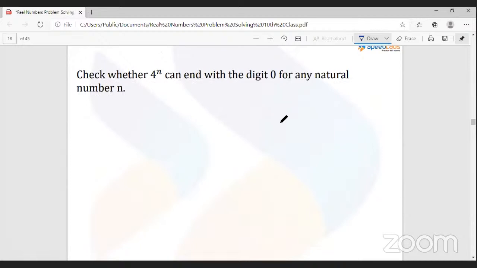Can the number 4 raised to the power n end with the digit 0 for any natural number n? No, ma'am. Why no? Because we don't have 2 and 5 as its factors. If we factorize it, then 4 can be written as 2 square. So this becomes 2 raised to the power 2n. So the only prime factor here is what? 2.